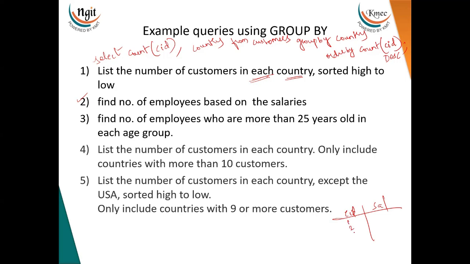Let the employee ID be 1, 2, 3, 4, and 5, and let the salaries be 50K, 30K, 20K, 10K, 50K. When you are inserting values for the salary attribute, you have to write down 50,000, but don't mention 50K. It is not going to accept. Right? Now, the question is, find the number of employees based on the salaries.